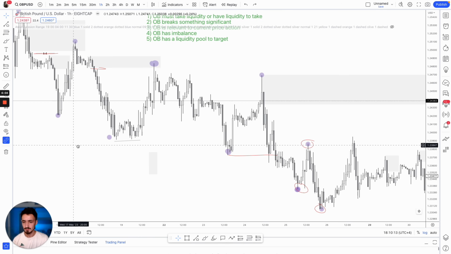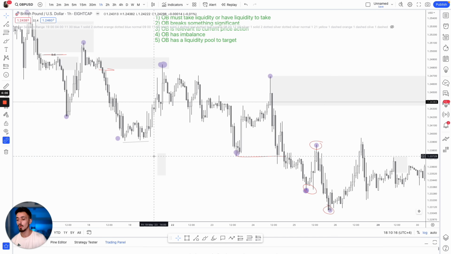And then finally, price must have a liquidity pool to target.